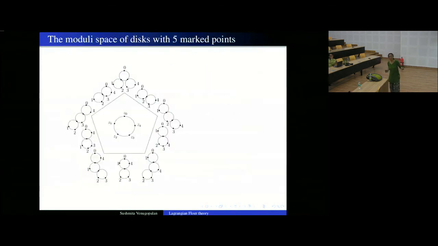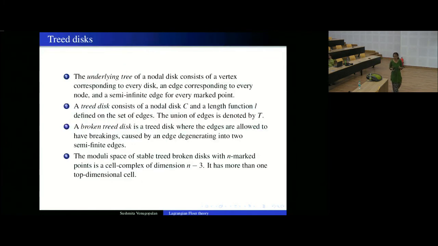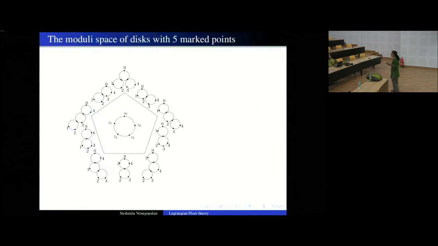So this is the next level example with 5 marked points. These are the ones with a single node. 5 of them are the dimension 1 boundary. And the ones with 2 nodes are the codimension 2 boundaries. Is that okay? Any questions?